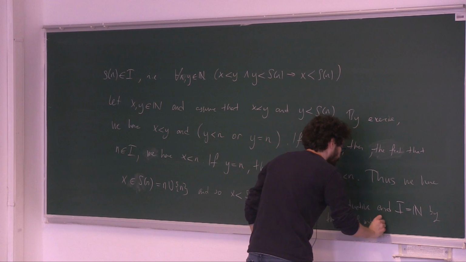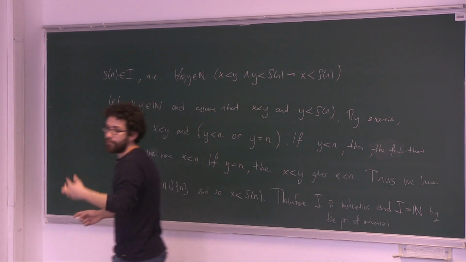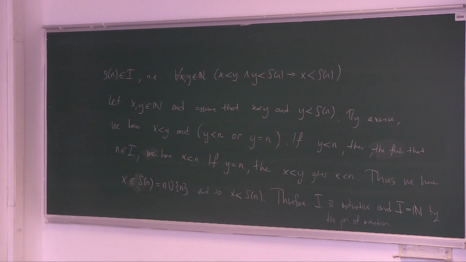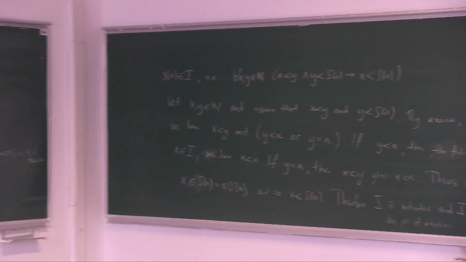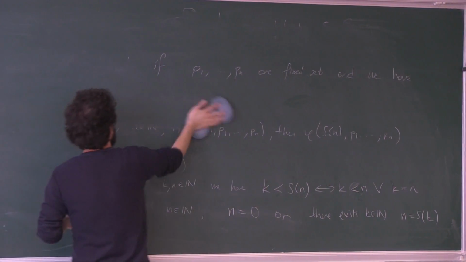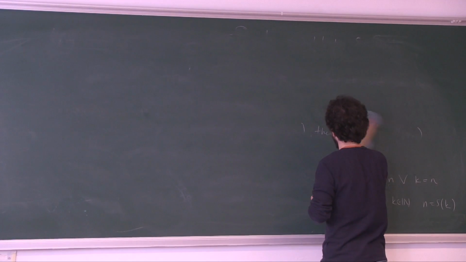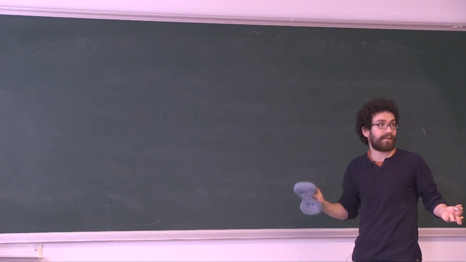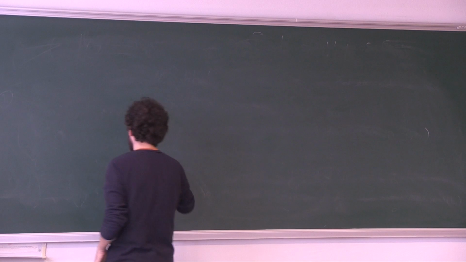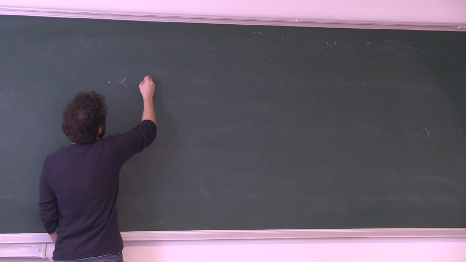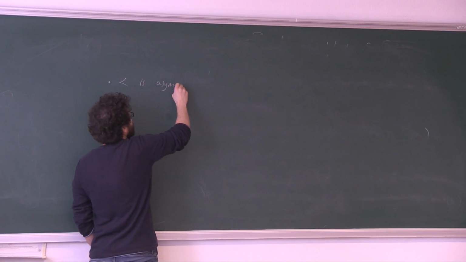Okay? Now, we prove that this relation is transitive. Let's prove that it is asymmetric. Now, I'm going to take some shortcuts here. That this relation is asymmetric can be proven by induction. However, I'm not going to do that. I'm going to prove it by the axiom of foundation.